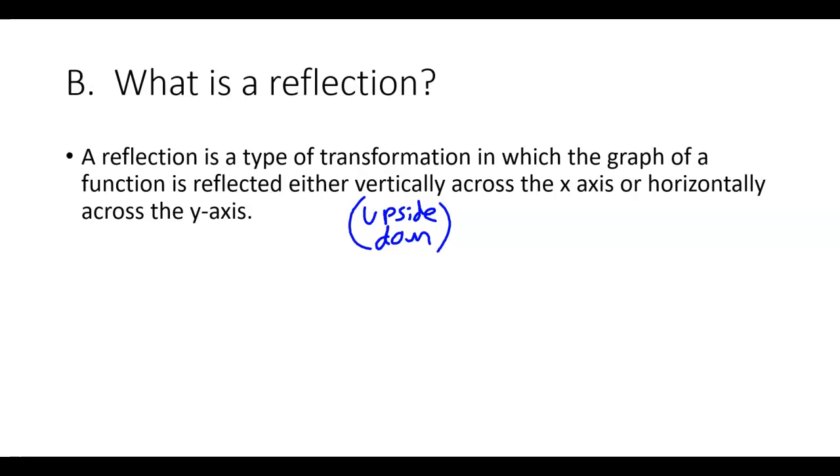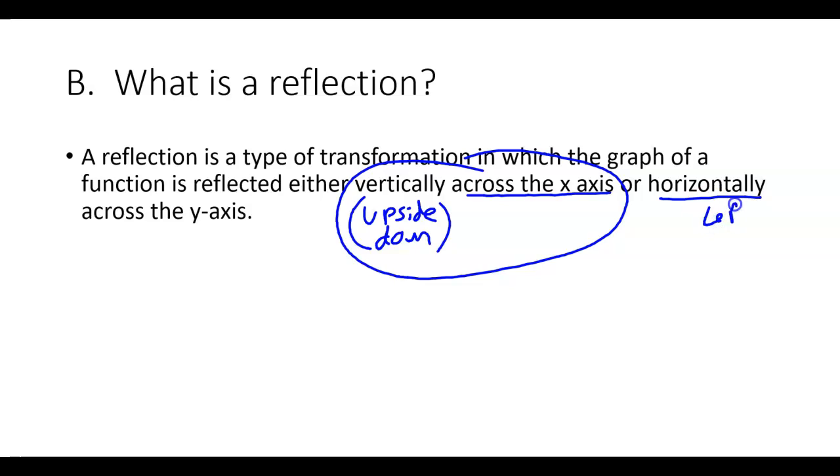Now, another way you could say it is flipping it across the x-axis. All three of these mean the same thing. Upside down, vertically, or across the x-axis. They all mean that way. Now, you could have horizontally. That means from left to right, or vice versa. So horizontally means moving that way. Or you could say across the y-axis. So those are what reflections are.